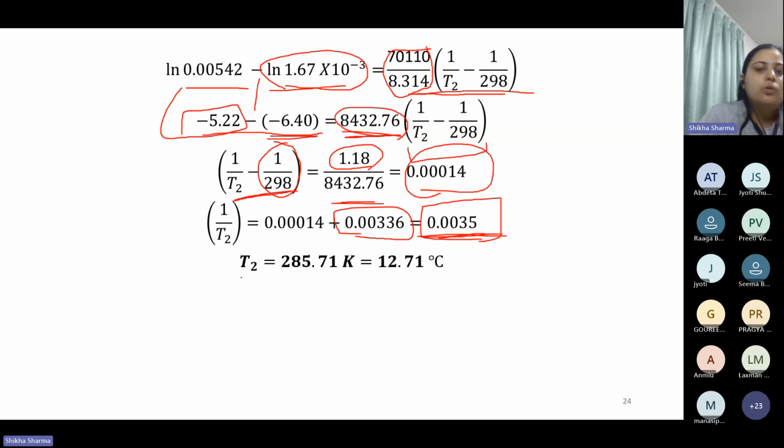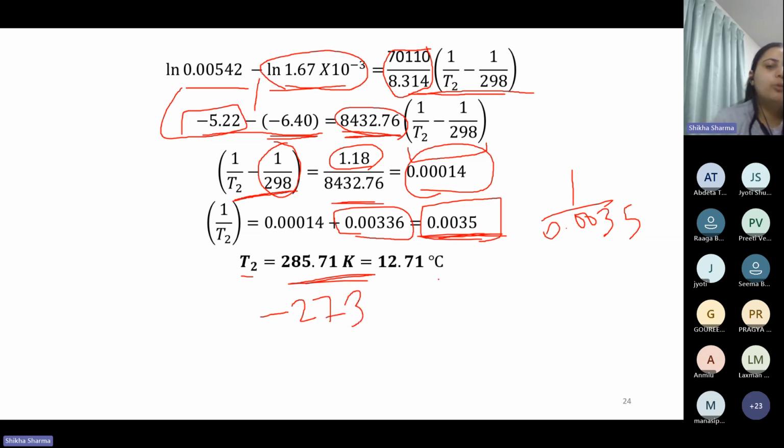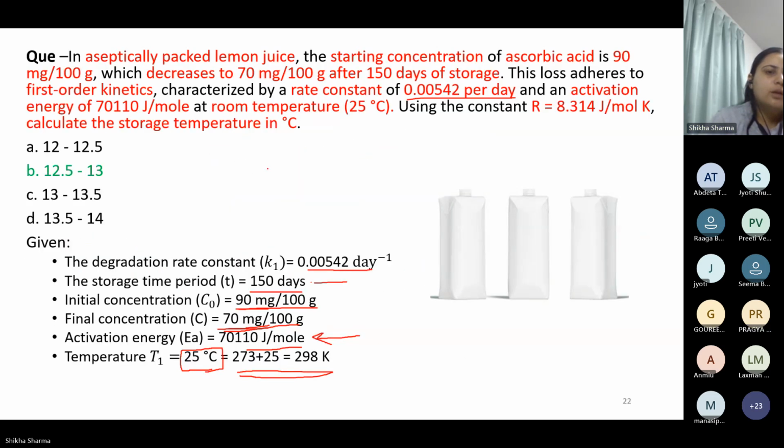So the T2 value is 1 upon this term, 0.0035. So it will be 285.71 Kelvin, or minus 273, which is 12.71 degree Celsius. So our option B is correct since it is in this range.